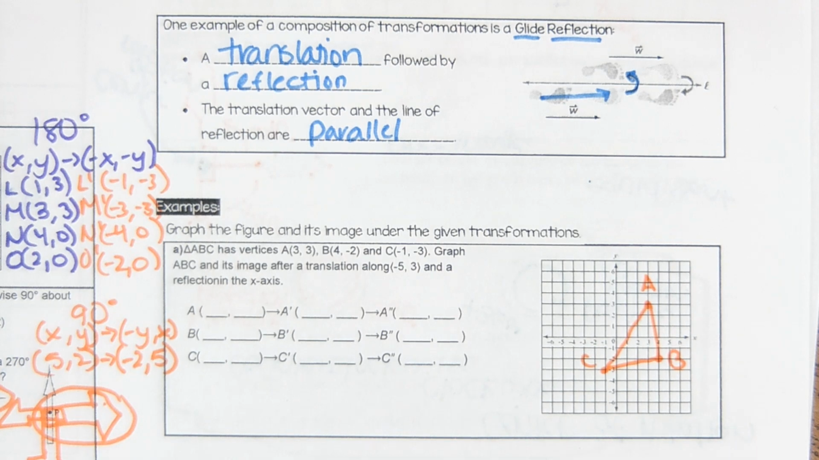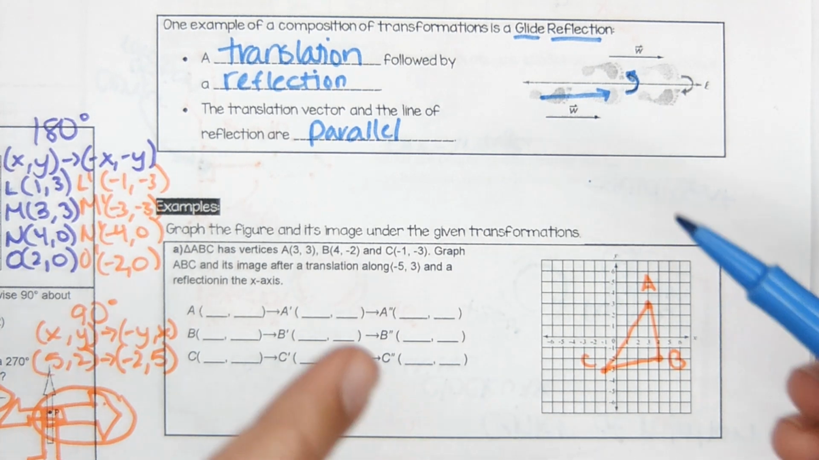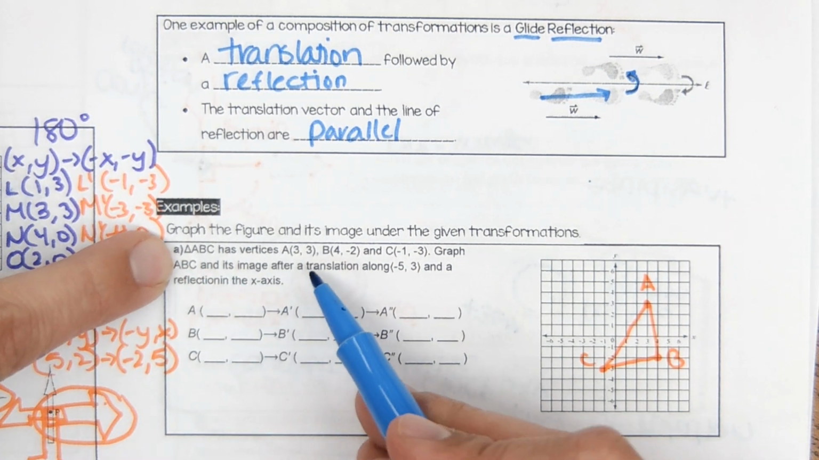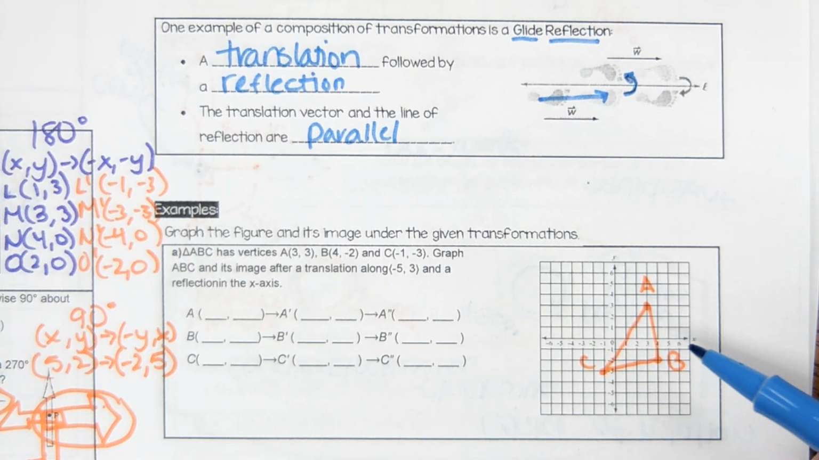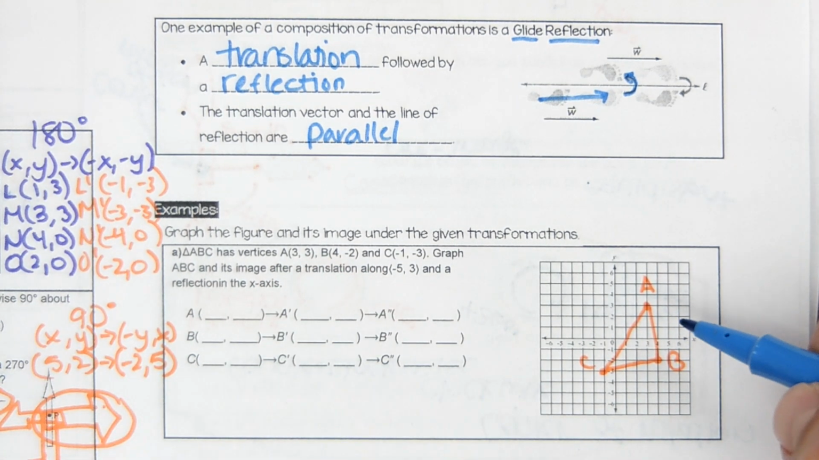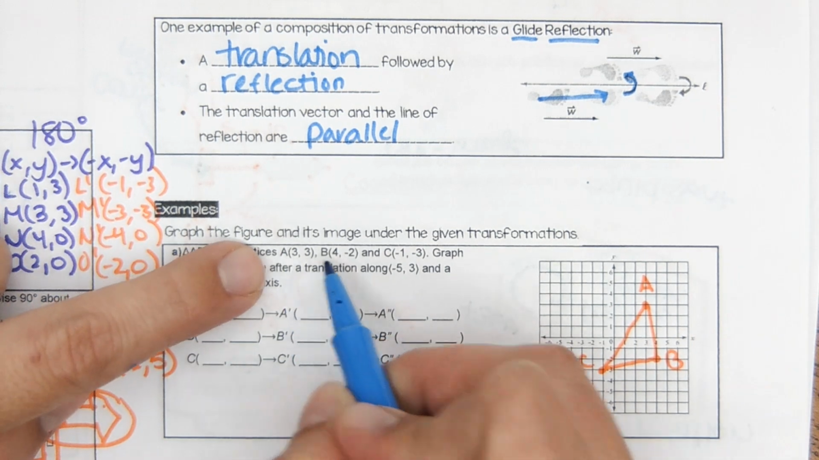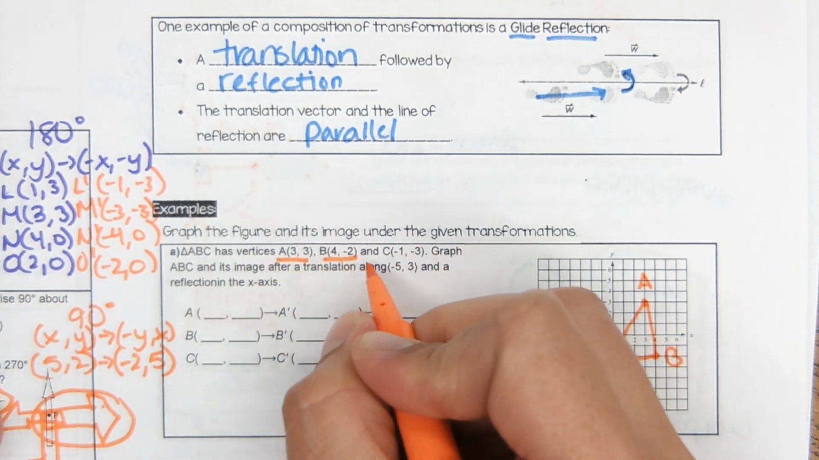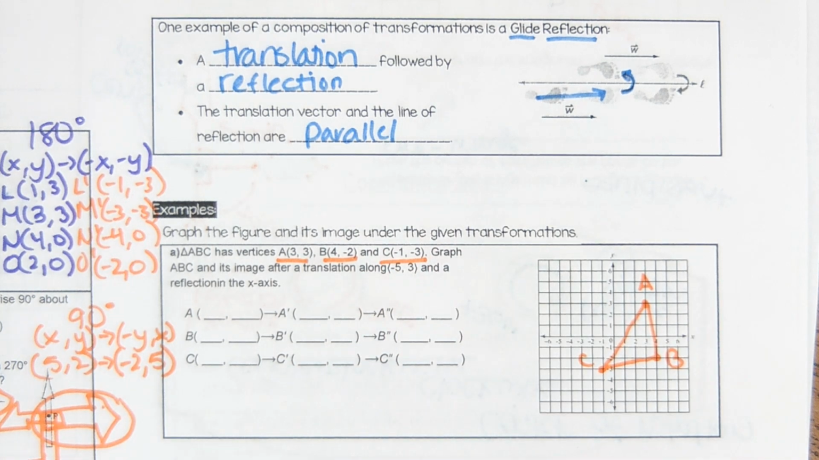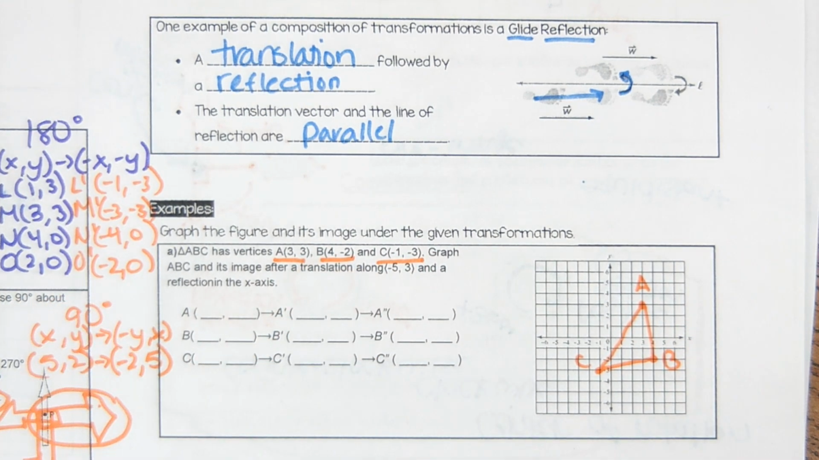Okay, and we're just going to jump right into it. Here it says triangle ABC has these vertices, and I graphed the vertices and made the original shape on the graph. So go ahead right now and make this shape. A is 3, 3, B is 4, negative 2, and C is negative 1, negative 3, and I graphed that. So graph it if you don't have it down already.